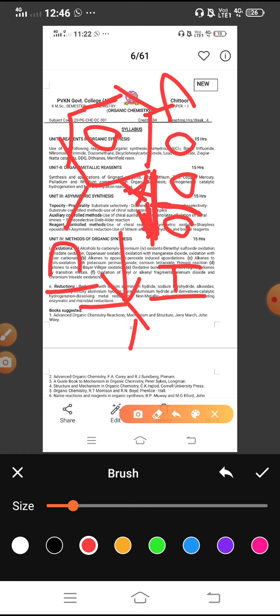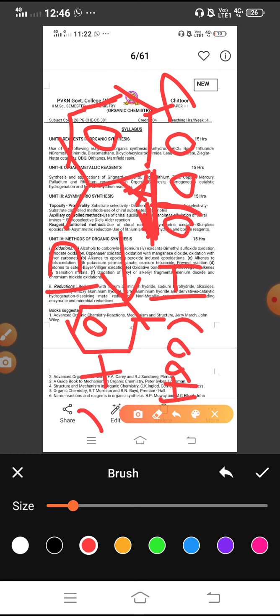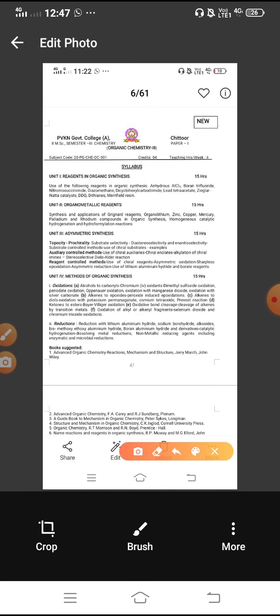So it releases nascent oxygen. The product is benzoic acid and oxygen, that is nascent oxygen. This oxygen attacks olefins and they are converted into epoxide. This is the peroxidation reaction.